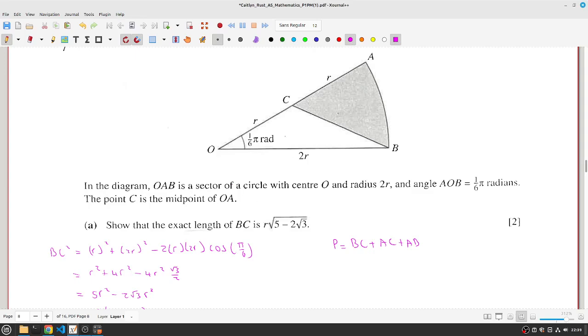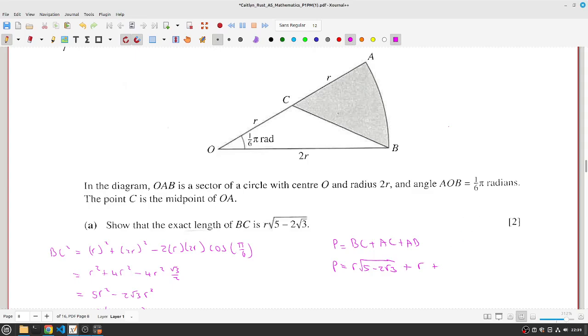We already have BC. We just calculated that. That is r times the square root of 5 minus 2 root 3, plus AC, which is given as r. So we just need to calculate AB.